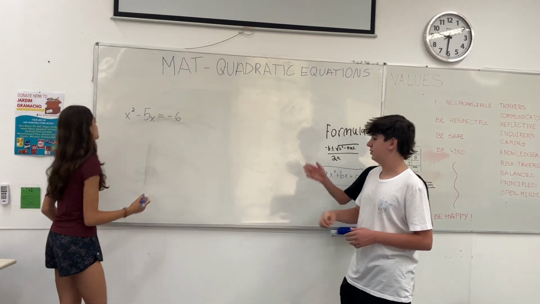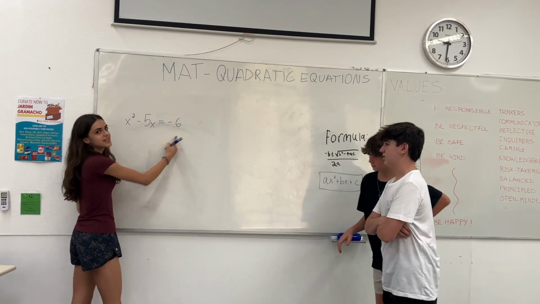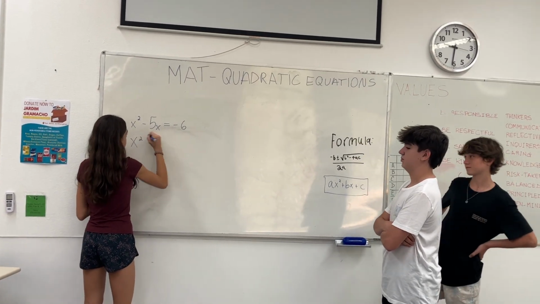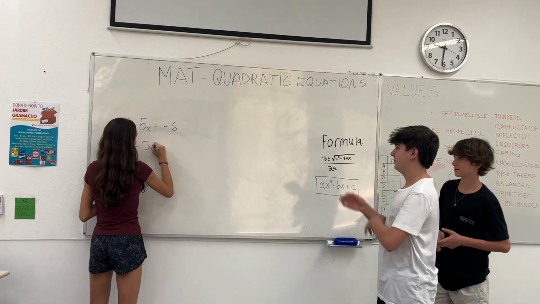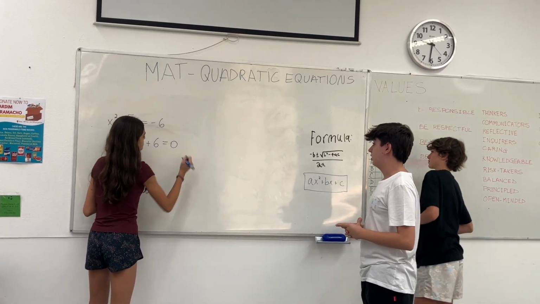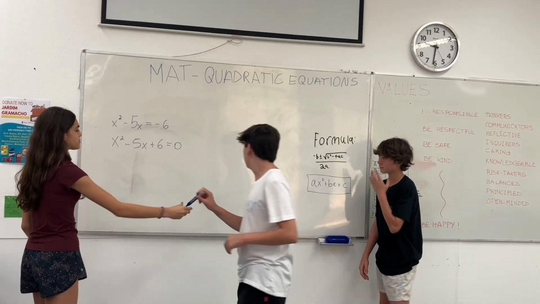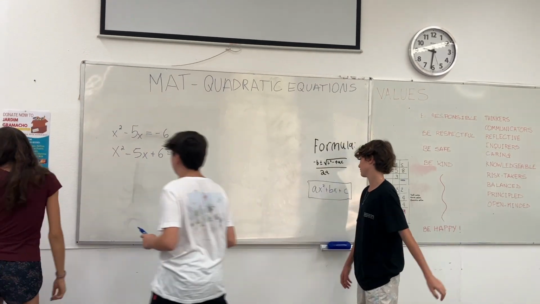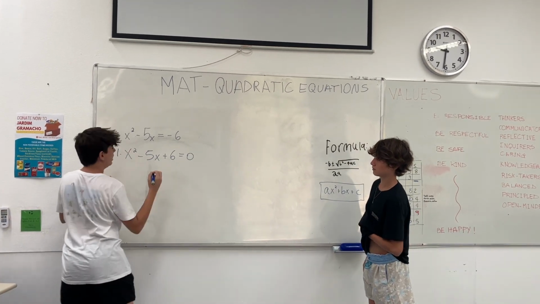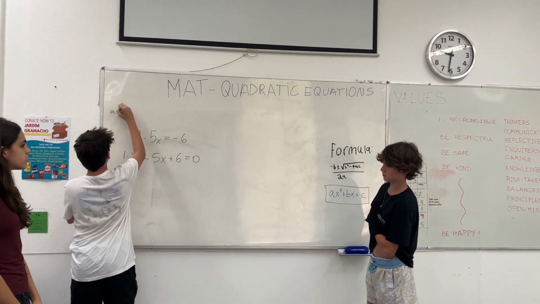So first we need to pass 6 to this side so that the equation equals 0. So x squared minus 5x plus 6 equals 0. Now we have to define each variable. As we can see, the coefficient of x squared is 1, so a is going to be equal to 1.